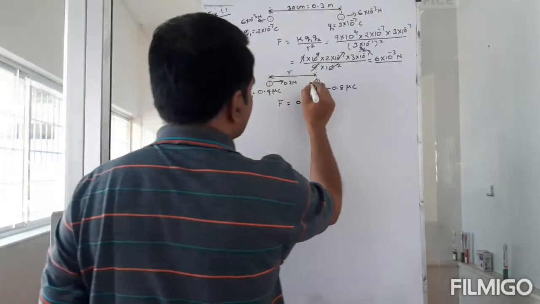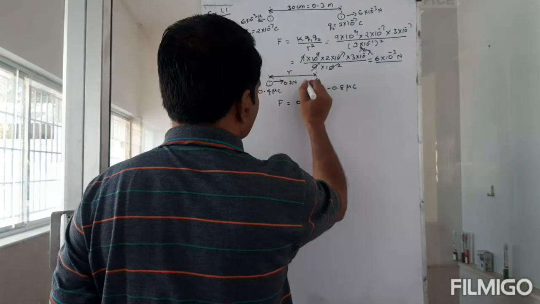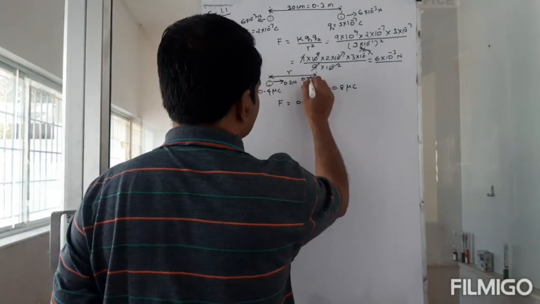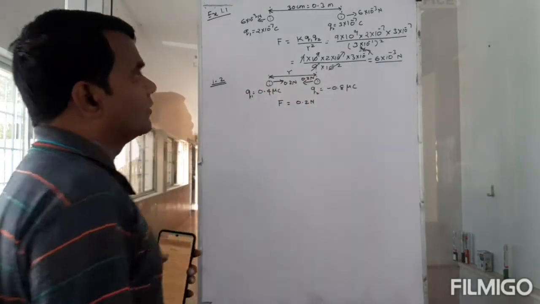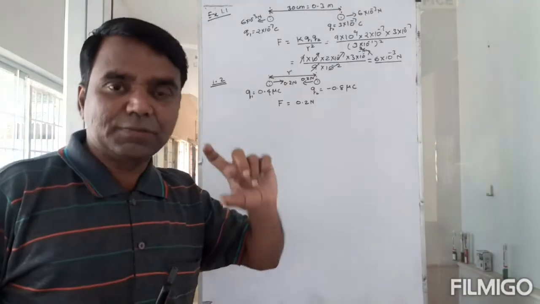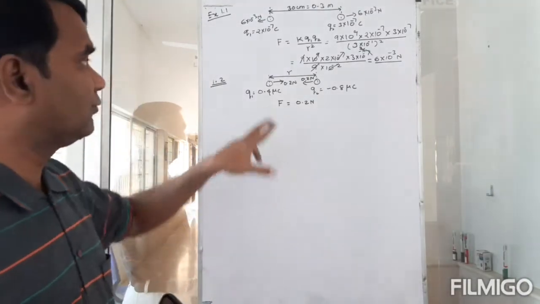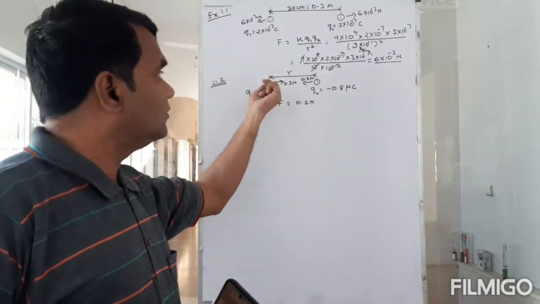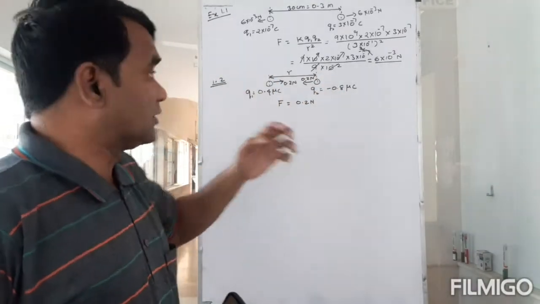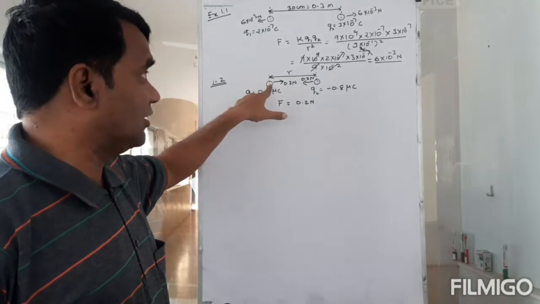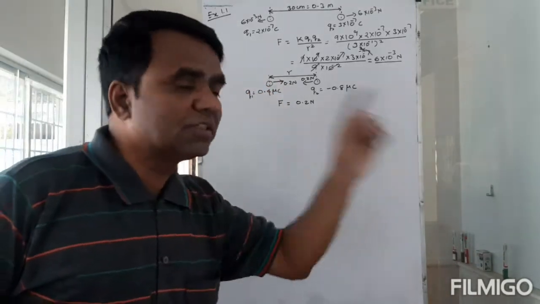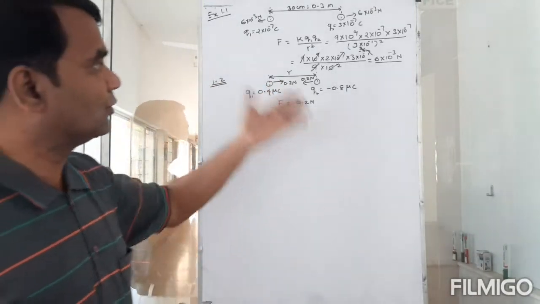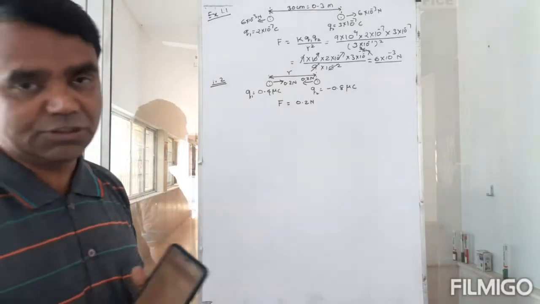So this also will have this one. So 0.2 Newton in this direction. Okay, so you straight away answer the B part of the question. What's the force acting on the other charge? It's 0.2 Newton towards the first charge. And what's the force experienced by the first charge? 0.2 Newton towards the second charge. So you can straight away answer the second question.